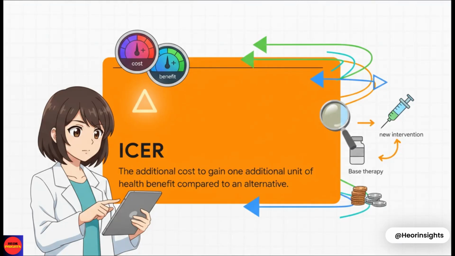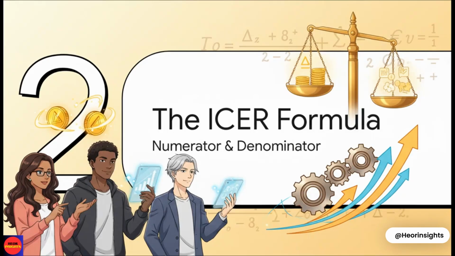So, formally, the ICER is a ratio of differences. It compares the additional cost of a new intervention against its additional health benefit, always relative to a specific comparator. The keyword here is incremental. We are not assessing the total cost or total benefit in isolation, but the change that results from switching from one therapy to another. Now, let's examine the components of the formula to understand how this ratio is constructed.